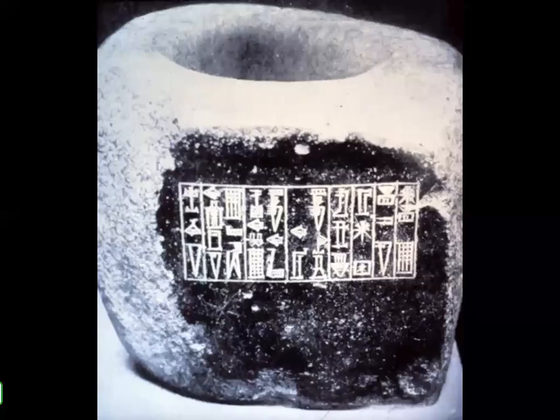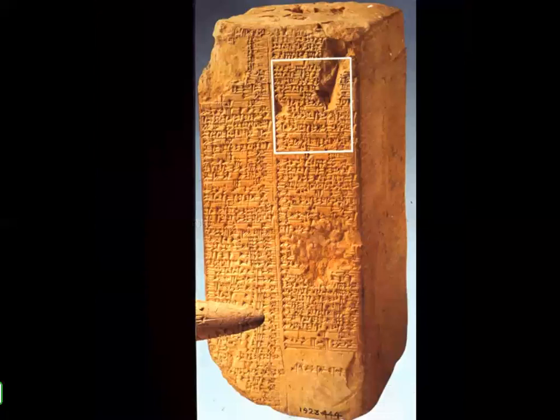The city of Akkad has not been found yet, but its historical existence has been confirmed by the inscription on this door socket. I know you can't read it. You'll have to take my word for it. And this four-sided clay block confirms that the city of Erech existed. It's referred to in the section highlighted by the white square there.